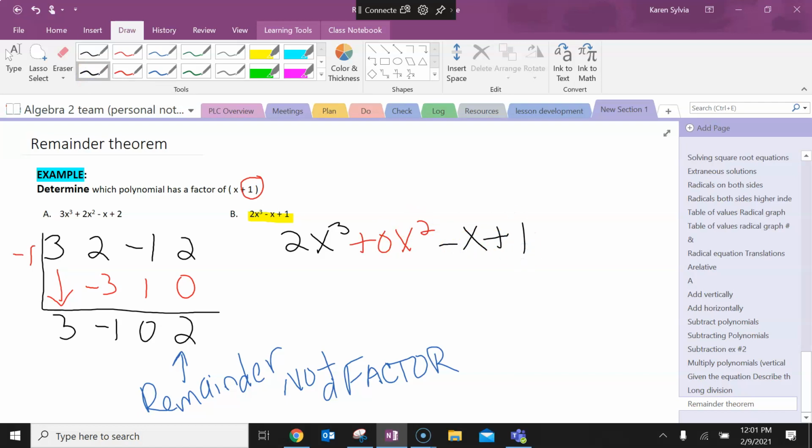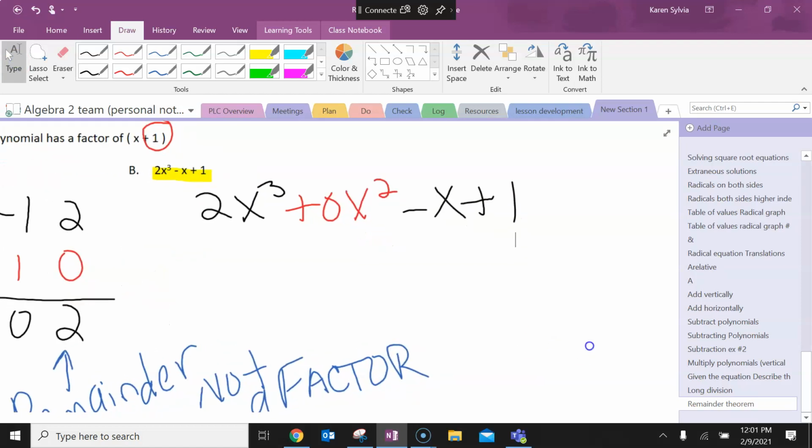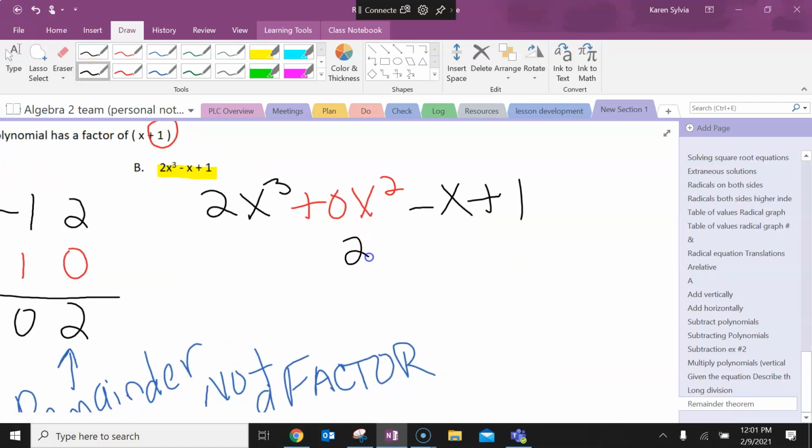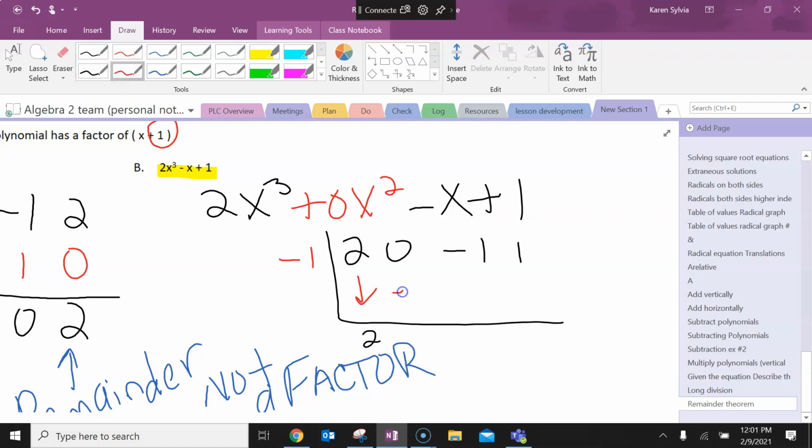Now I'm ready to set up my synthetic division here. I'm going to use the numbers 2, 0, negative 1, and 1. I'm still dividing by the same x plus 1 divisor, so I want to use negative 1 again. And I'm going to drop down the 2. Multiply negative 1 times 2 is negative 2. That drops down a negative 2 when I add. Negative 1 times negative 2 is 2, and when I add, I get 1. Negative 1 times 1 is negative 1, and when I add, I get 0.